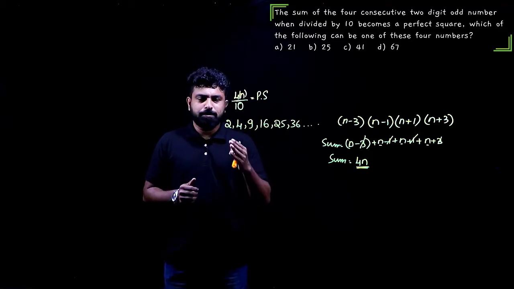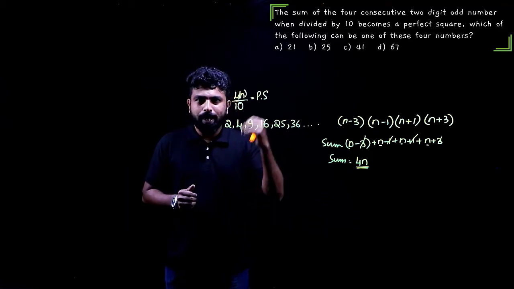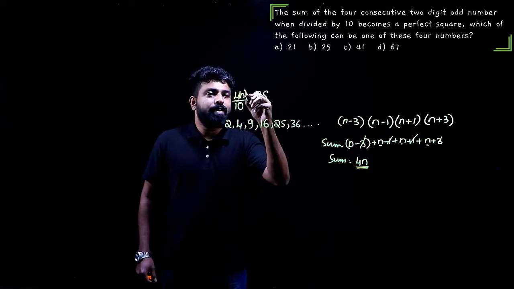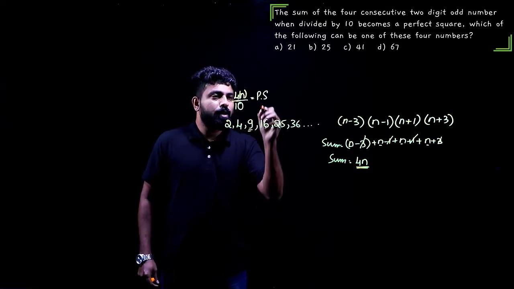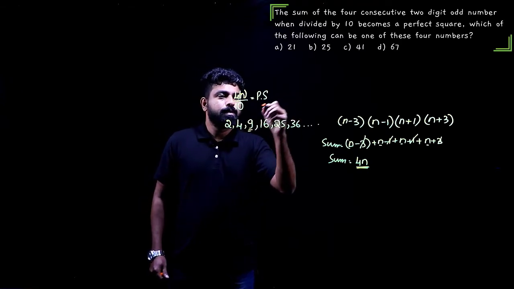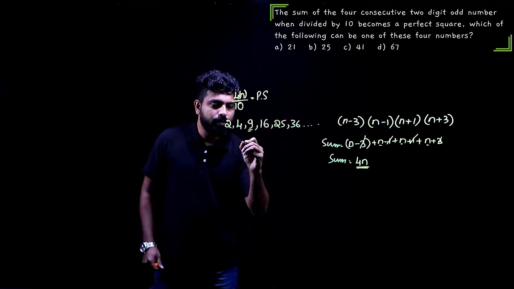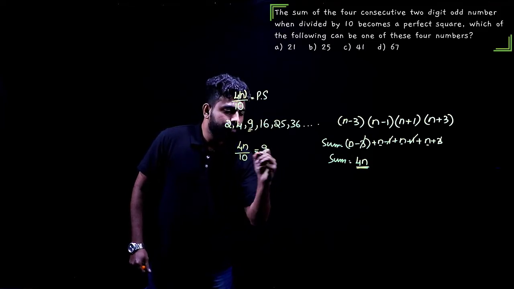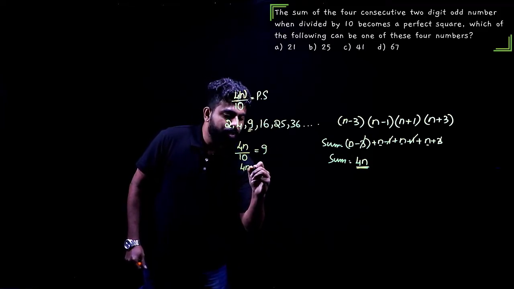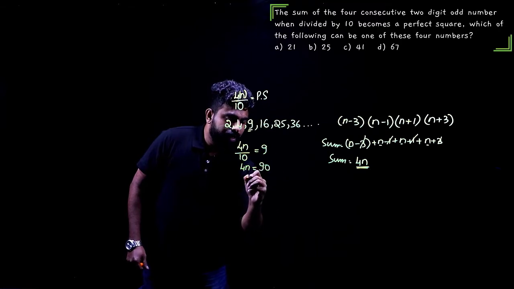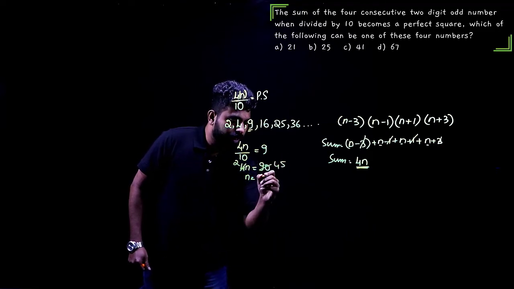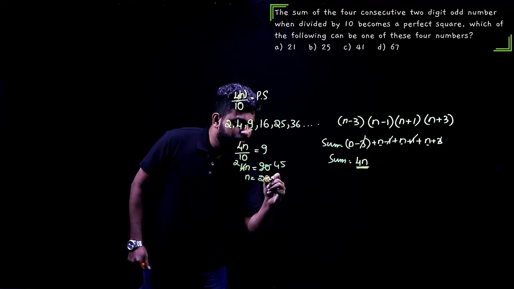Now, do I need to substitute all these values for perfect square? No. Why? For example, if I take 9 to be my perfect square here, what happens? If I substitute 9 in this equation, 4n by 10 will be equal to 9. 4n will be equal to 90 and n will be equal to 90 by 4, it's nothing but 22.5.